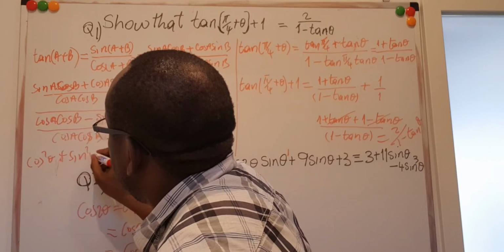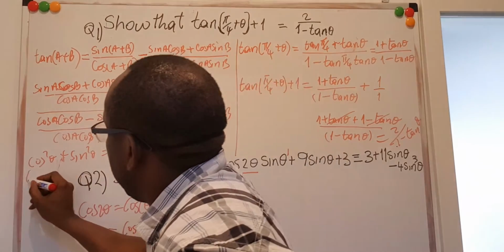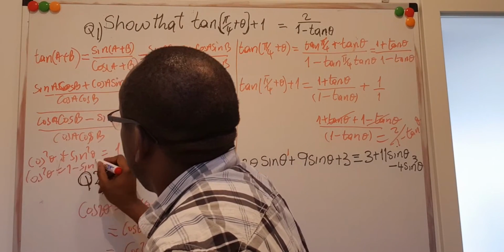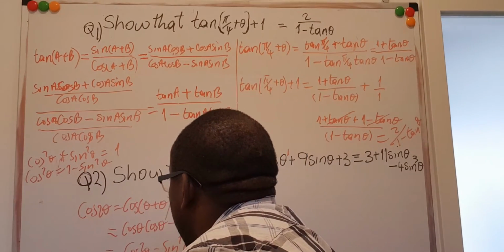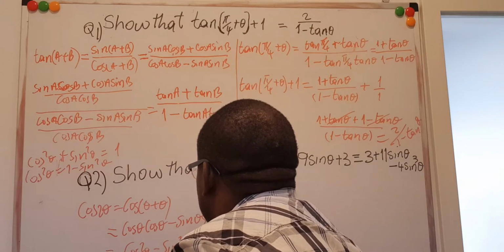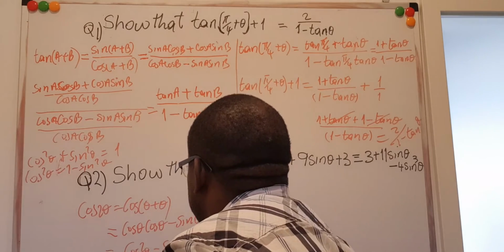cos square theta plus sine square theta is equal to 1, a standard one for trigonometry. So if I take sine to this side, it means cos square theta is equal to 1 minus sine square theta. So I can replace this with that. If I do that, I get 1 minus sine square theta minus sine square theta. And that is 1 minus 2 sine square theta.